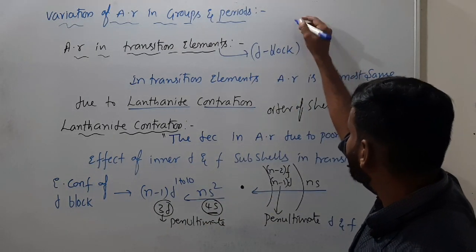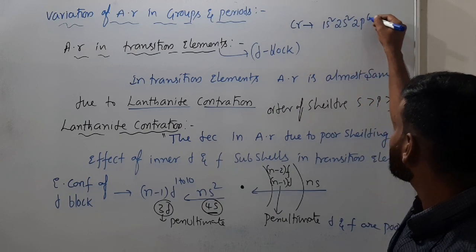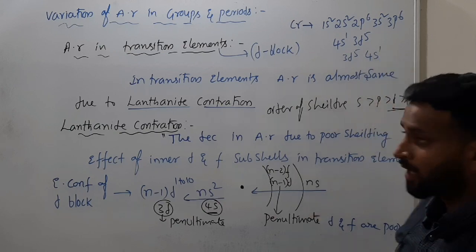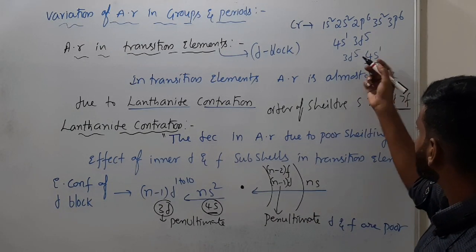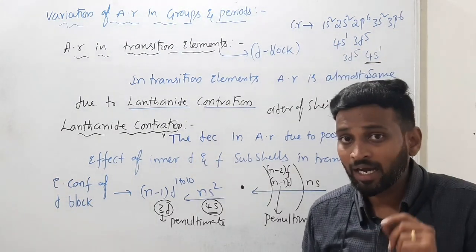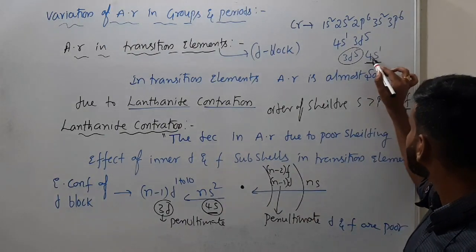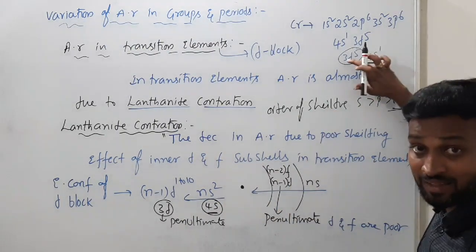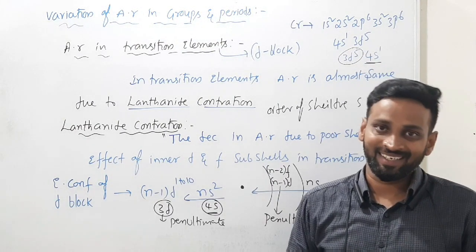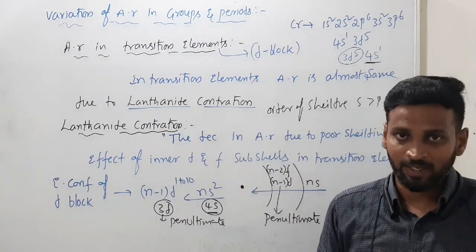Lanthanide contraction. Suppose you take an example like chromium: it is 1s2, 2s2, 2p6, 3s2, 3p6 and actually 4s1, 3d5. But you can write it as 3d5, 4s1. I told you, do you remember? This 4s is outermost, but 4s is less energetic than 3d. That's why we fill 4s first and then 3d. 3d is the inner subshell, and the outer subshell is 4s. So 4s belongs to the fourth shell and 3d belongs to the third shell.